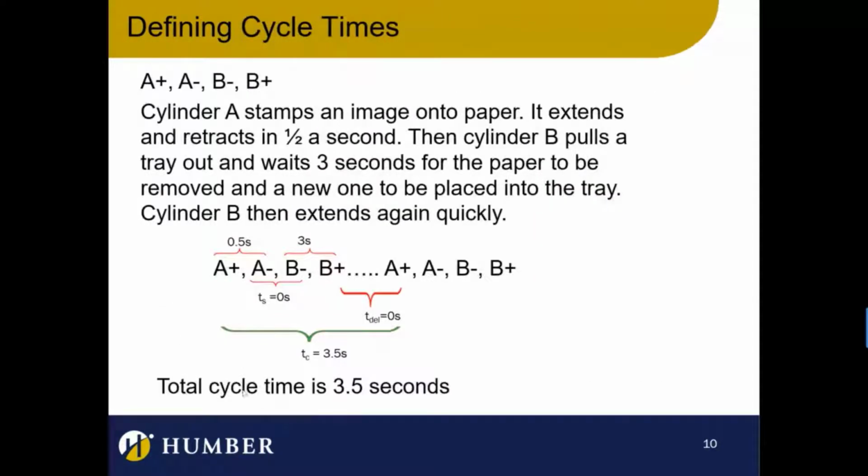Okay, good. So the total cycle time is 3.5 seconds, and it makes sense. I got all of these things from this example. Cylinder A stamps the image on the paper. It extends and retracts in 1/2 second. Half a second. Now, then cylinder B, it just says, then cylinder B pulls a tray out. So it doesn't say how long it waits for this to happen. And we have seen when we looked at sequencing of cylinders in lab 2 that if cylinder B extends after cylinder A extends, it happens immediately.